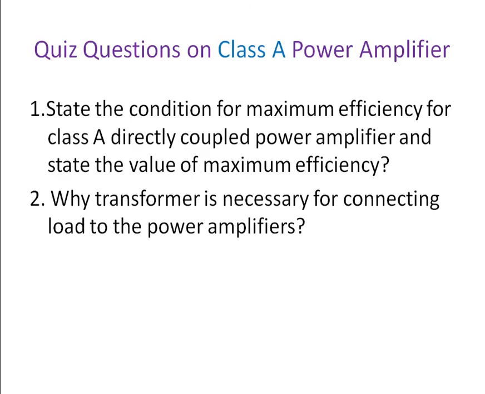Second quiz question: why is a transformer necessary for connecting the load to power amplifiers? For maximum power transfer to the load, impedance matching is necessary. For loads like a loudspeaker having low impedance values, impedance matching is difficult using a directly coupled amplifier circuit. This is because the loudspeaker resistance is in the range of 3 to 4 ohms up to 16 ohms, while the output impedance of the series feed directly coupled Class A amplifier is very high. This problem can be eliminated by using a transformer to deliver maximum power to the load.